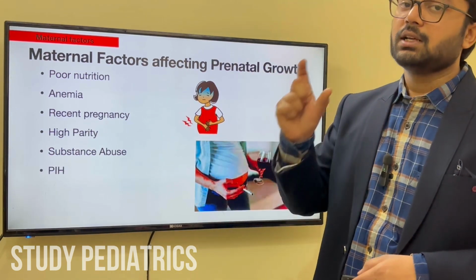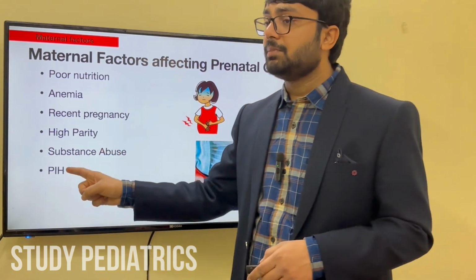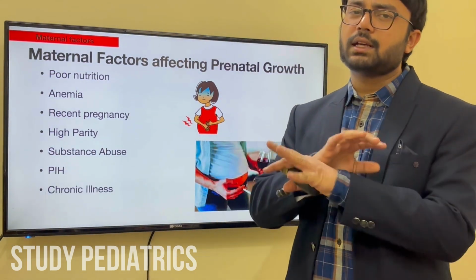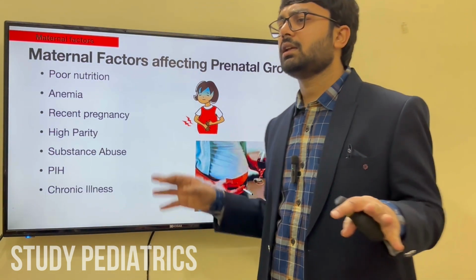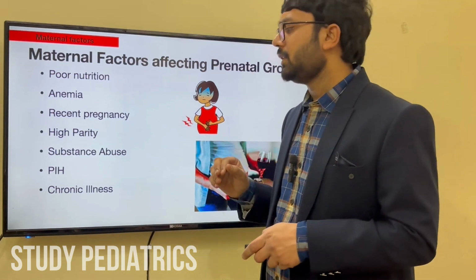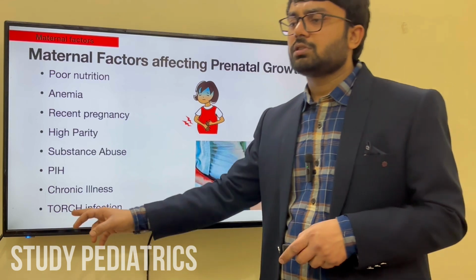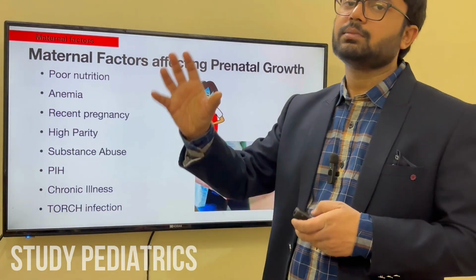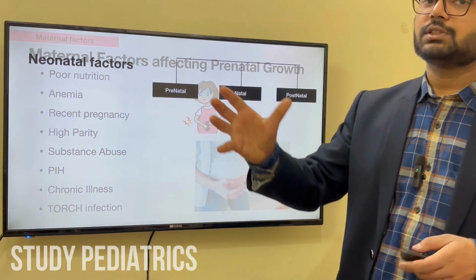Next is substance abuse. Alcohol, cigarette smoking leads to decreased development or abnormal brain functions. Next is PIH, that is increased BP. Raised BP during pregnancy causes decreased development. Next is chronic illness. Any illness during pregnancy or any chronic illness in the mother, like hypothyroidism, may lead to developmental delay. Next is TORCH. TORCH is basically a group of infections during pregnancy which may affect the child's growth, basically the child's brain.